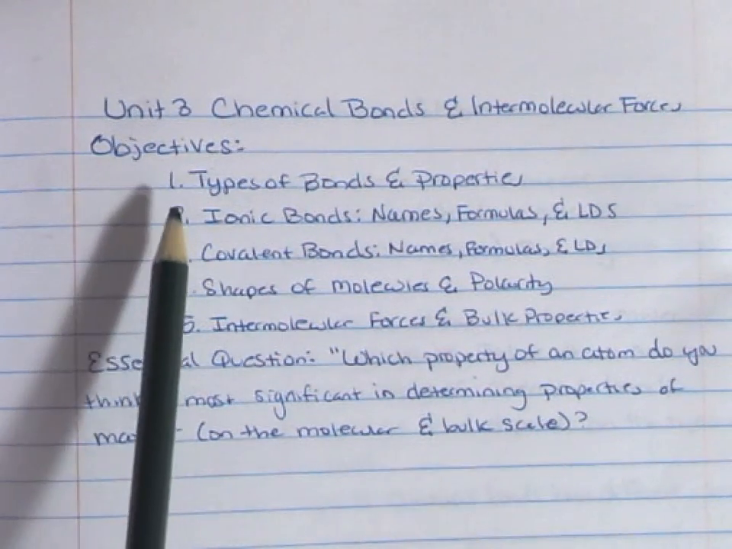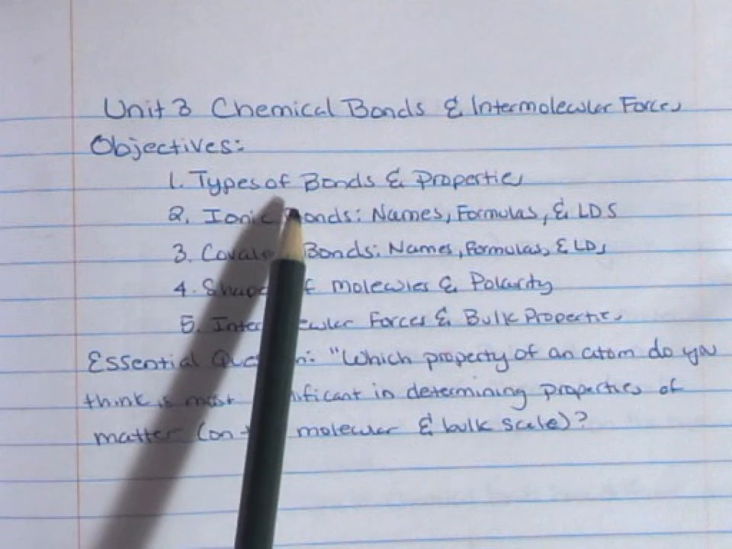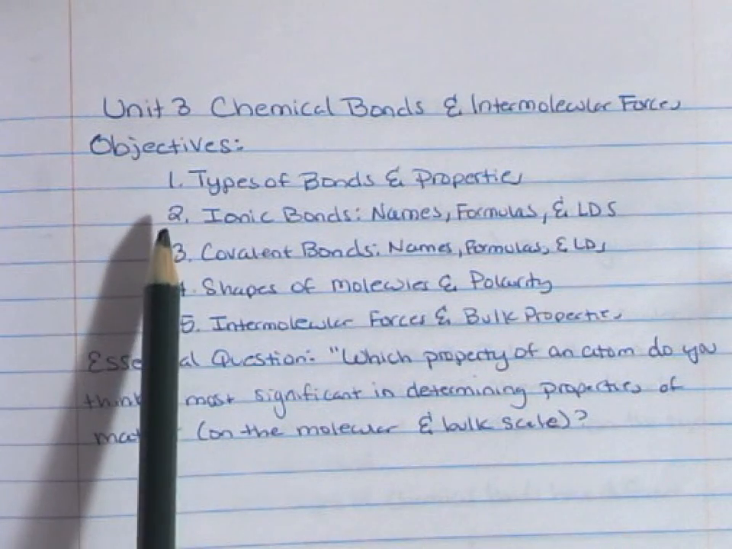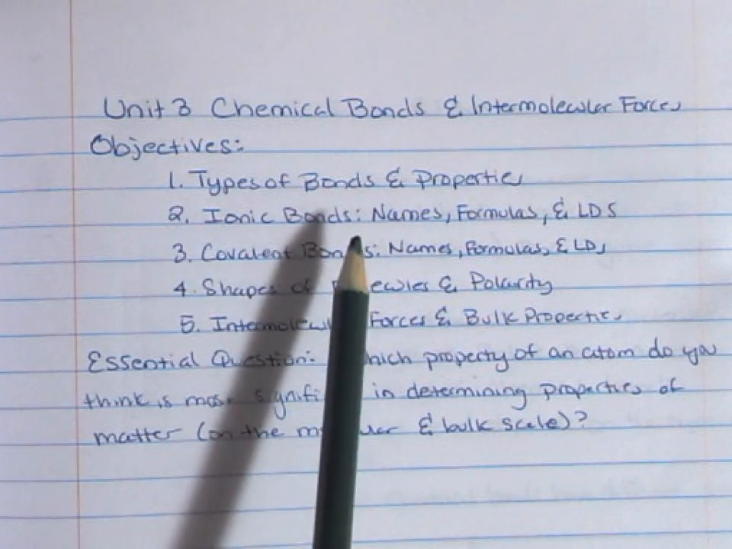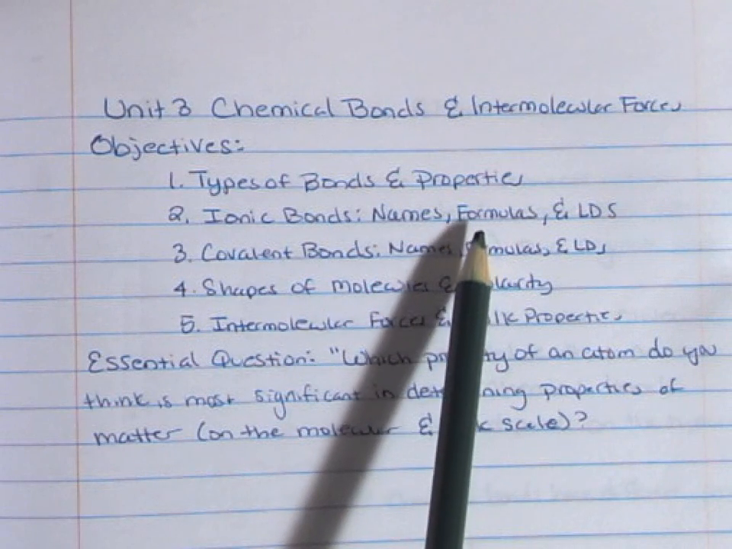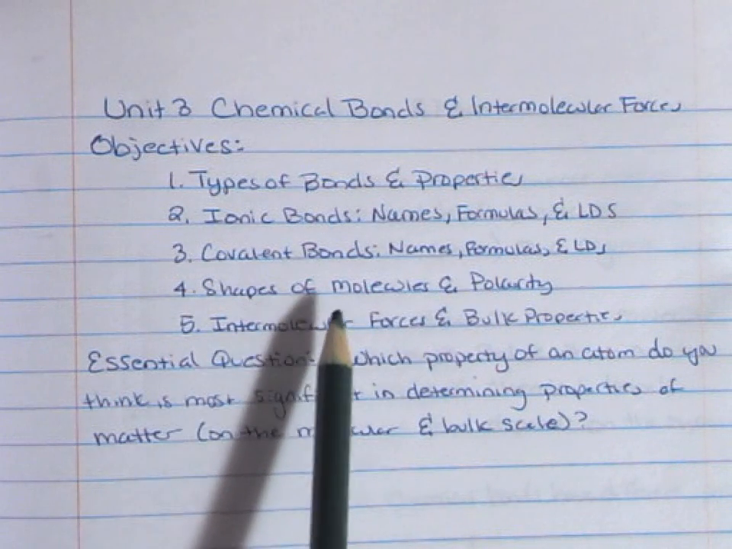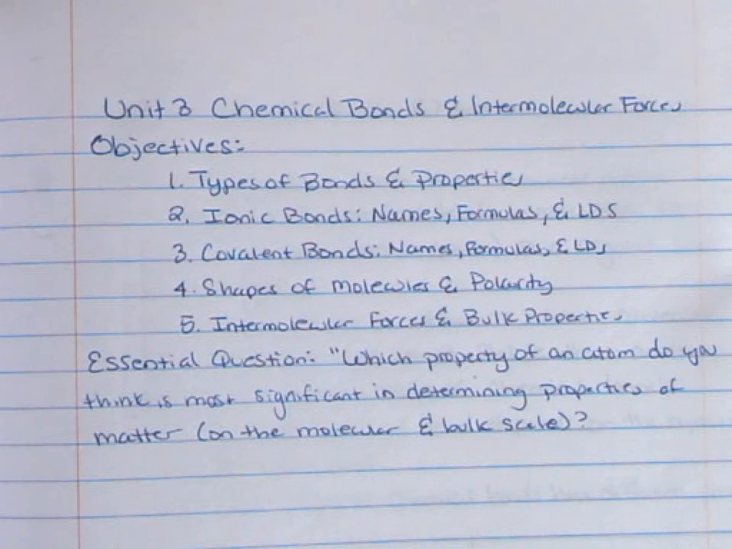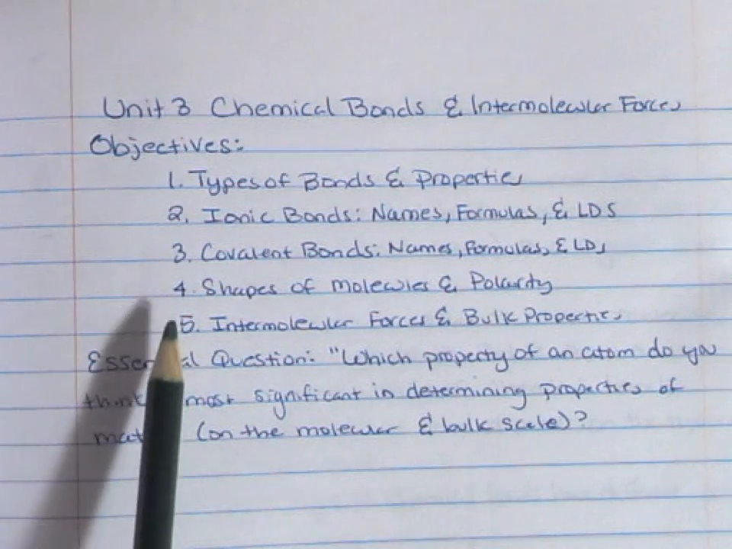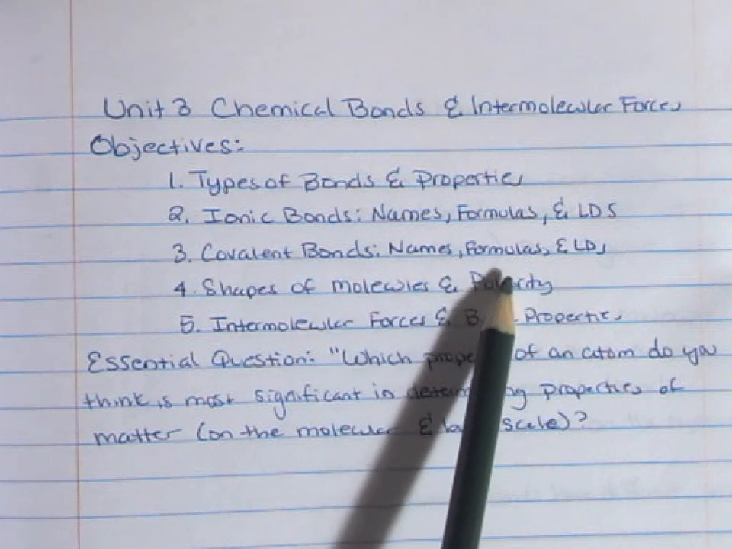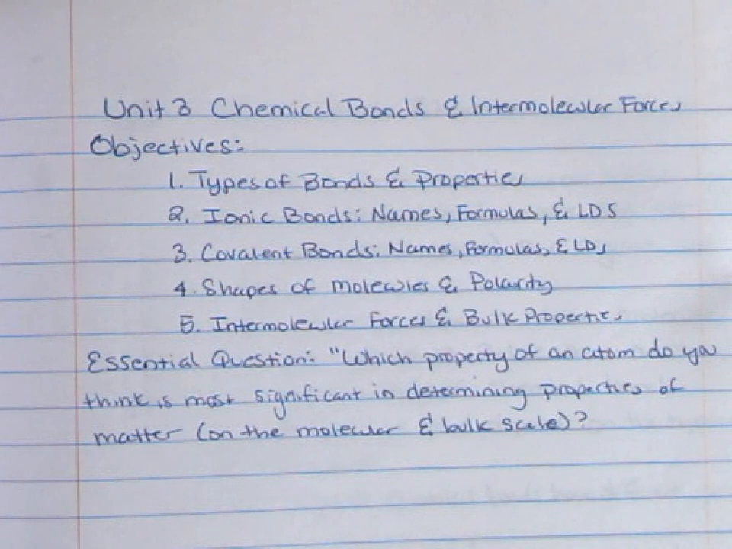Our objectives for this unit are: 1, to learn about the types of bonds and properties associated with those types of bonds. Then we're going to take a deeper dive into ionic bonds. We're going to look at how we name ionic compounds and determine their formulas from their names, and draw what's called a Lewis dot structure representation of an ionic bond. Then we'll move into covalent bonds, and again we'll focus on the names and formulas and drawing Lewis dot structure representations.